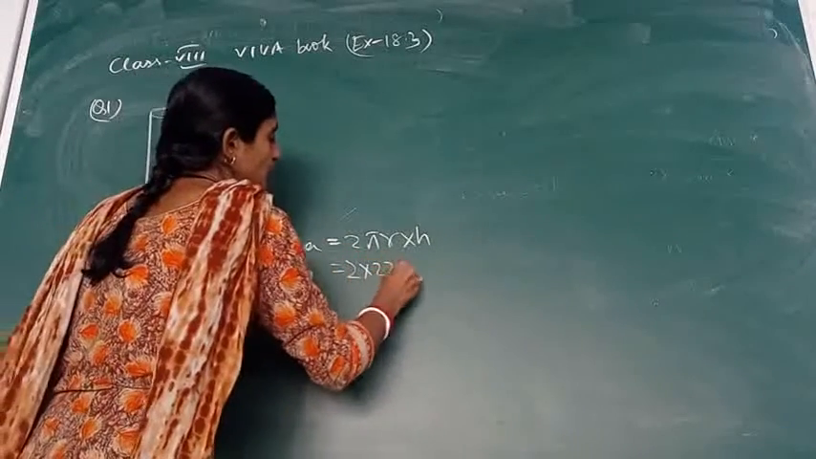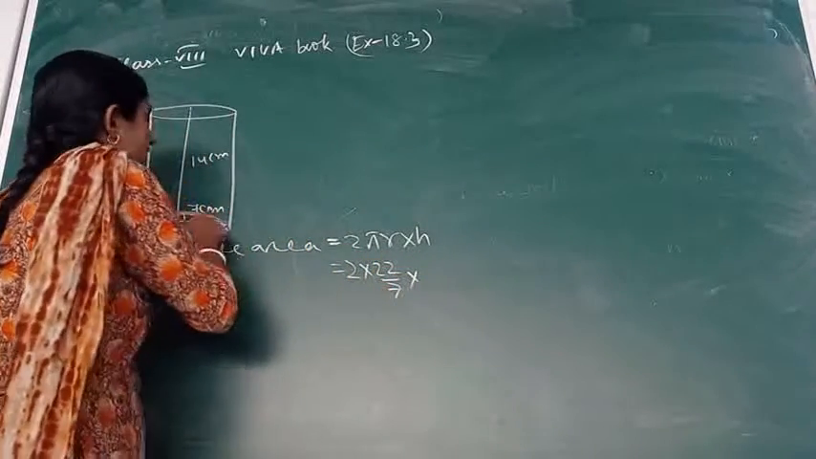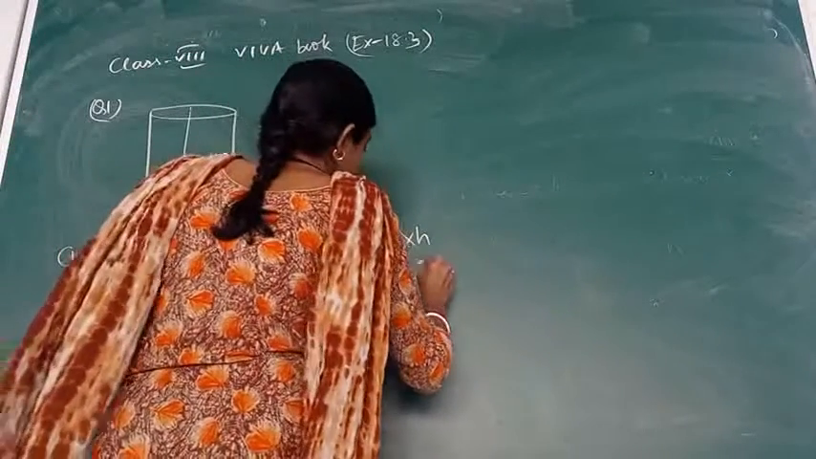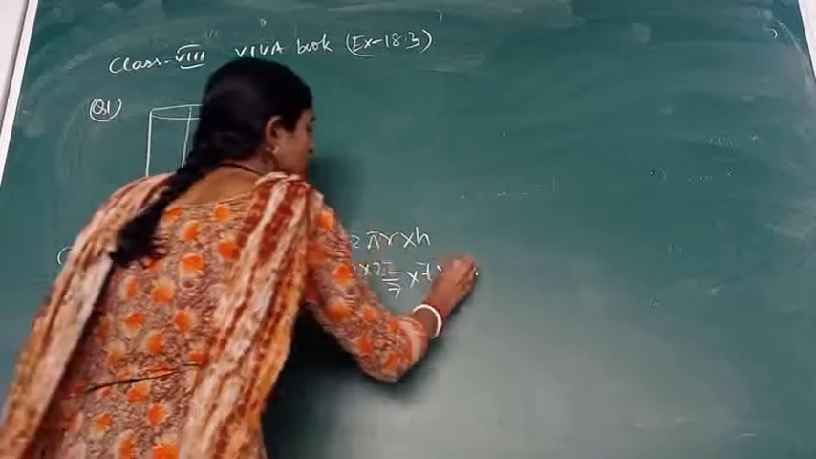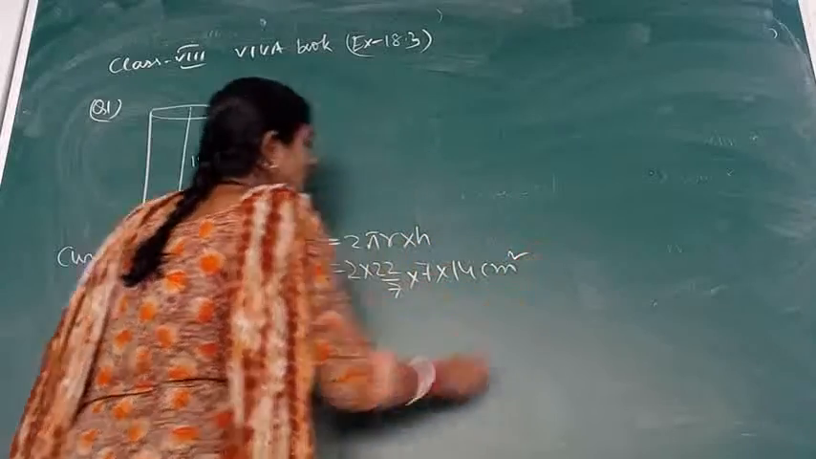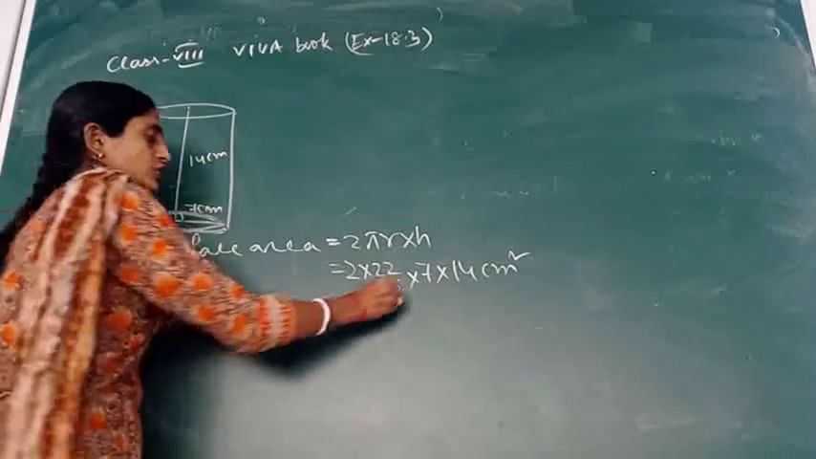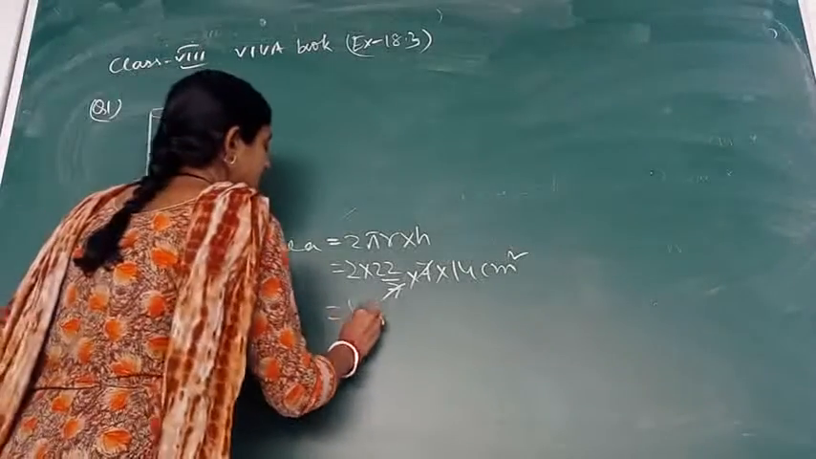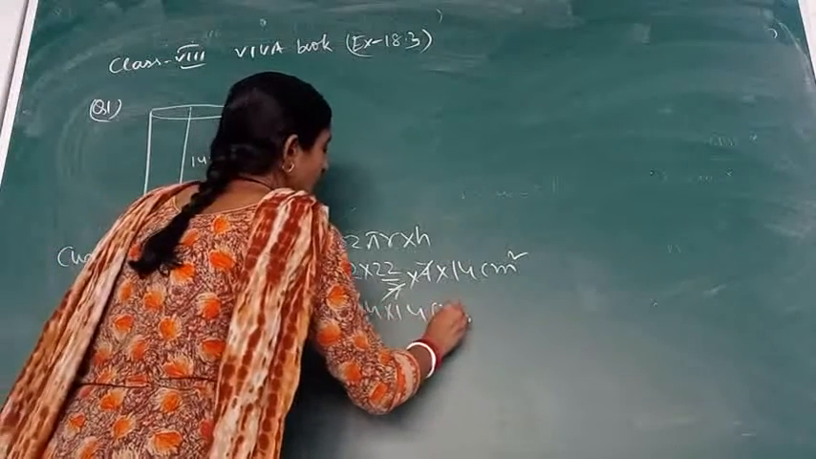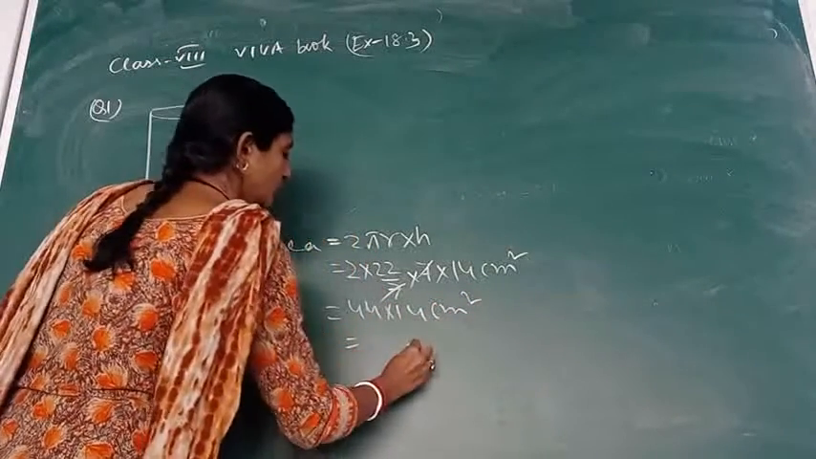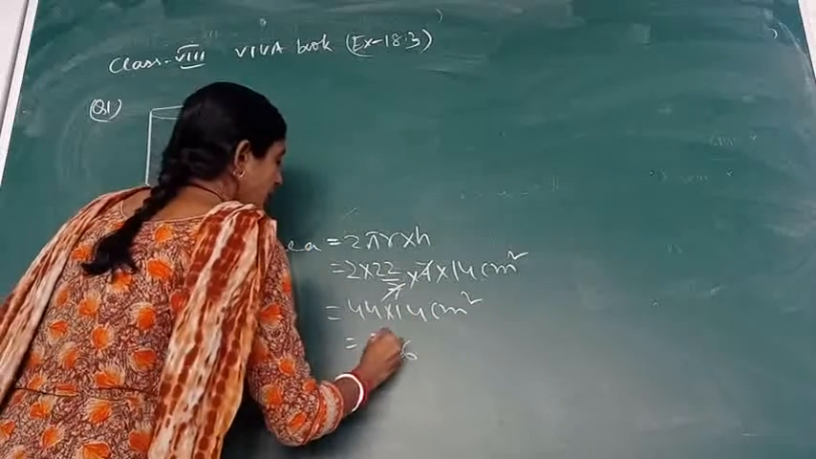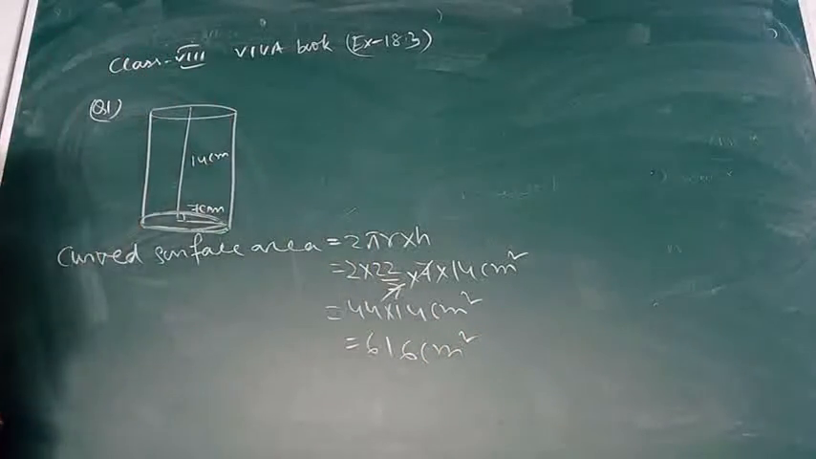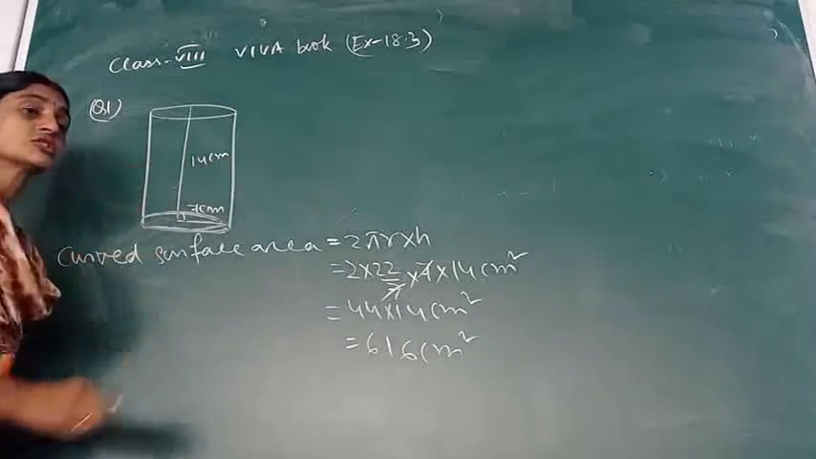2 into 22 by 7 for the pi, and radius of this question which has been given is equal to 7 centimeter. Yes, and height has given 14 centimeter. So it will become centimeter square. Let's go for cancellation. After cancelling this, what you are getting? Yes, we are getting 616 centimeter square. That is the curved surface area of this cylinder.